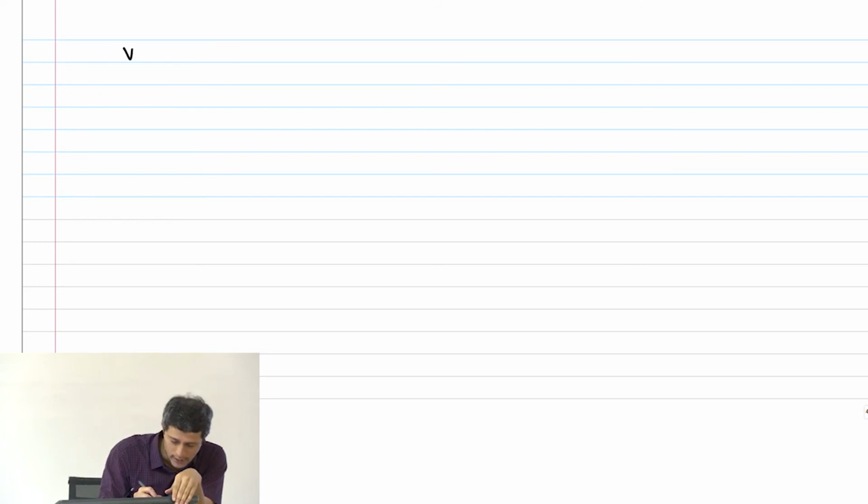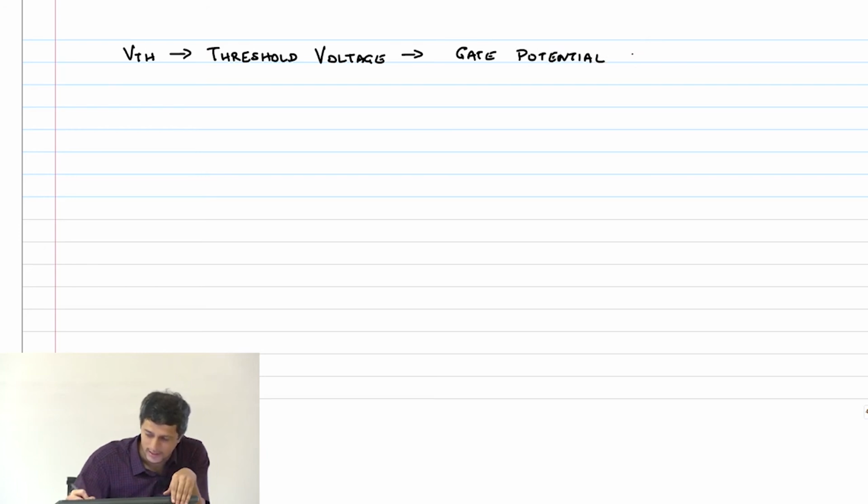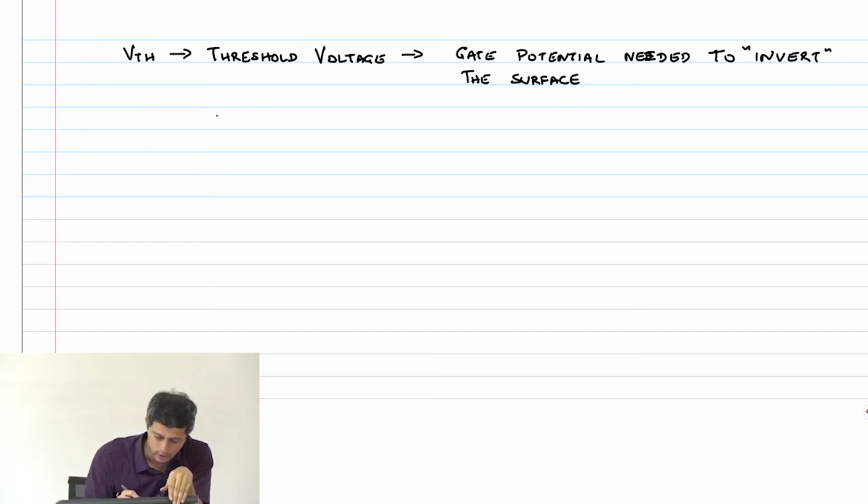Okay. So now let us first develop an expression for this threshold voltage. What is the threshold voltage? VTH is the threshold voltage. And what is the definition? It's the gate potential needed to "invert", I'll put this in quotes. Invert has a very specific meaning, what we discussed earlier. Invert the surface.